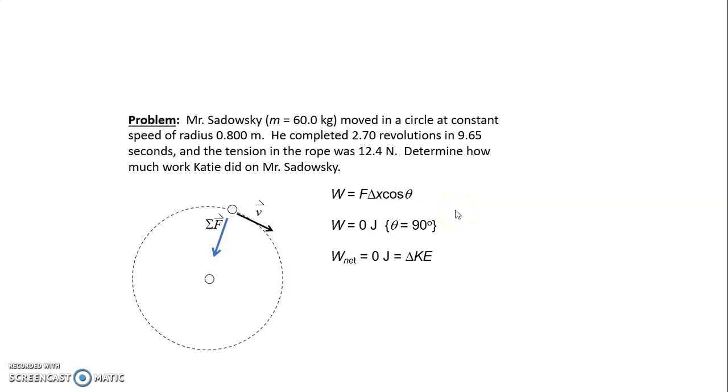But if I could have maintained a perfect circular path, and so theta is always 90 degrees, and if I could have maintained a constant speed, so the change in kinetic energy is zero, then the net work would definitely be zero, or the work done by the centripetal force would definitely be zero. So putting it all together, we can sort of summarize it by saying this. In uniform circular motion, the centripetal force does no work.